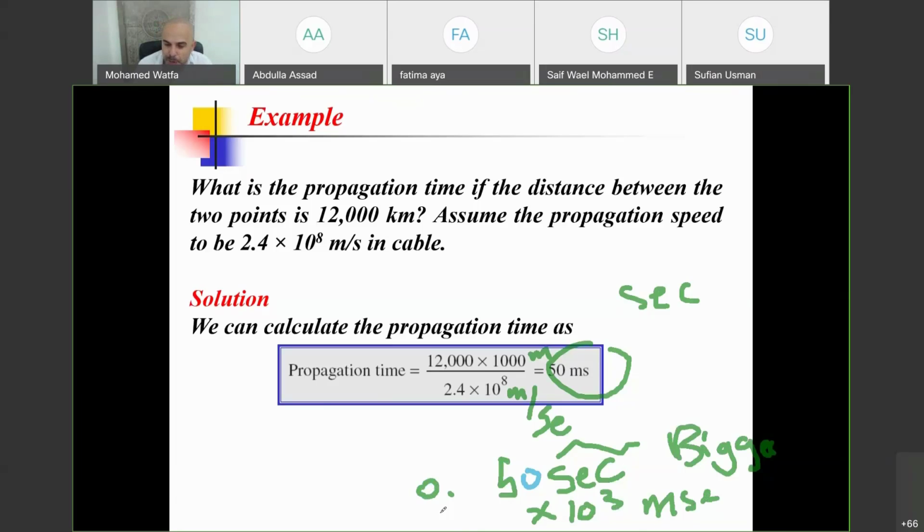Again, one more time. Millisecond, if I want to convert it to second, I divide, because millisecond is smaller. I divide by 1,000. If I want to convert second to millisecond, I multiply. Okay, guys? Are we good?